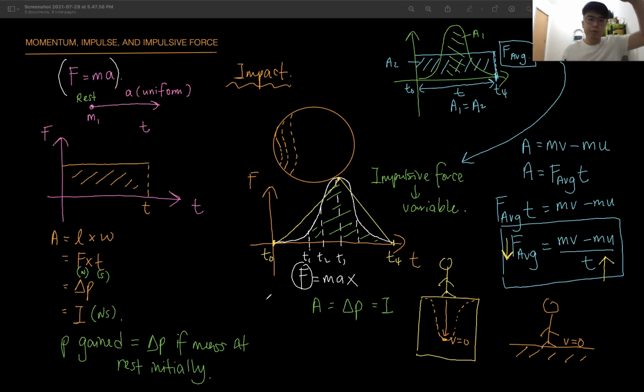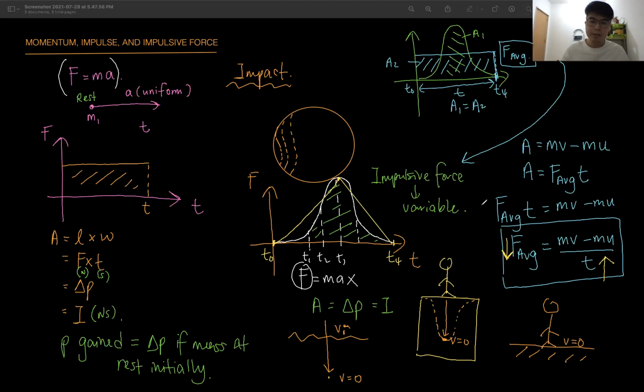Same as when you jump into the sea. When you land, your speed is v1, and then you go down somewhere to a certain depth, and only then is your speed zero. So there is a buffer. So the impulsive force becomes very, very small.